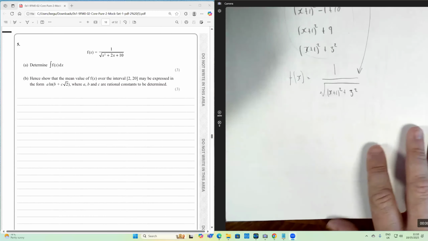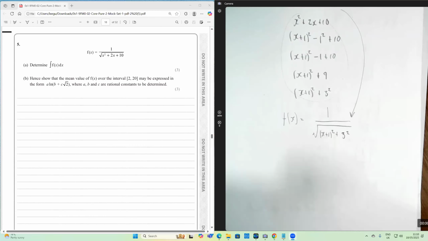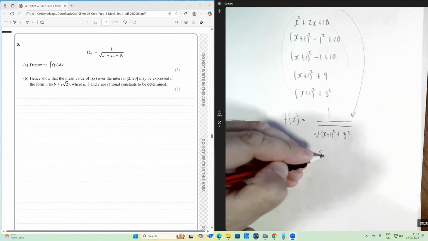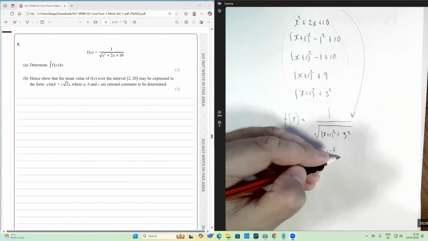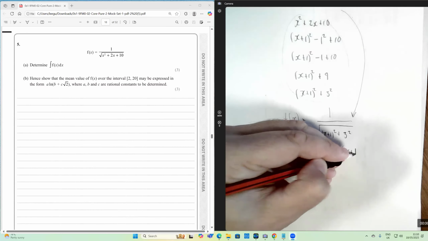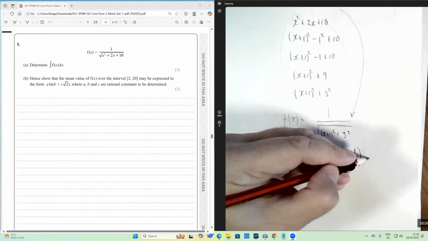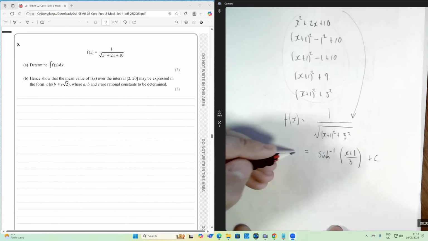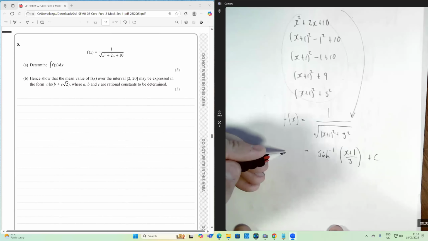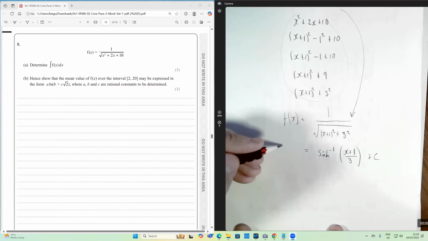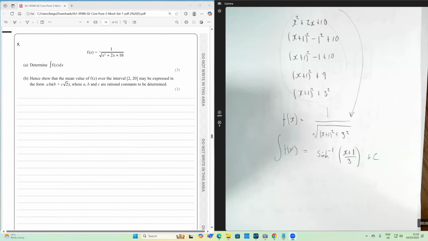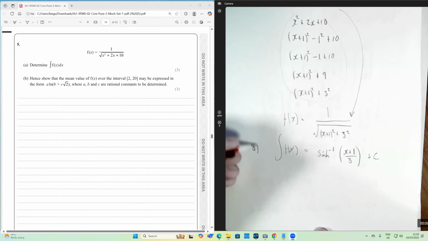Using that, when we integrate this, we end up with the inverse hyperbolic sine of x add 1 all over 3, add c. That's using the standard result from the formula booklet. So that is the integral of f of x: inverse sinh of x add 1 over 3. So that's part A done for 3 marks.